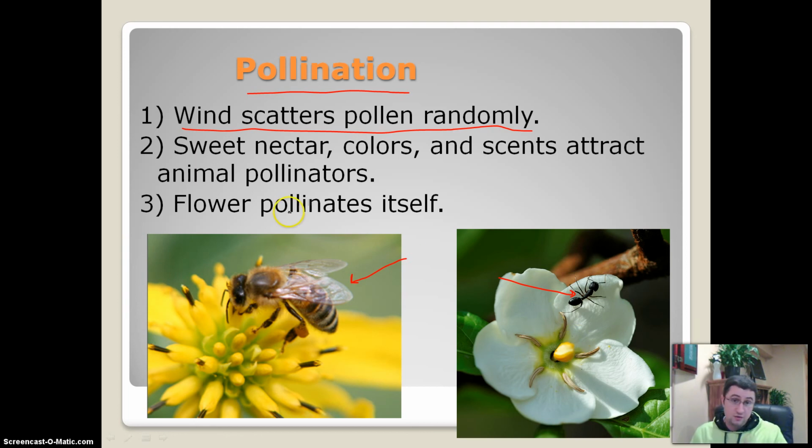Now, another thing which is really interesting about flowers is that they actually have the ability to pollinate themselves. That's really kind of weird to think about. If we have both a male and a female part to every flower, that kind of means that a flower can actually have sex with itself. That's a little bit weird to think about, but that's one of the three ways that plants can pollinate.